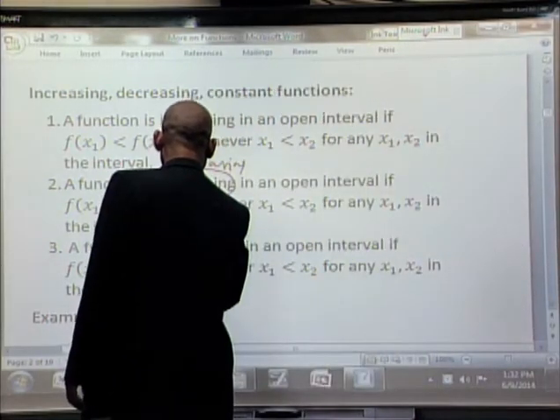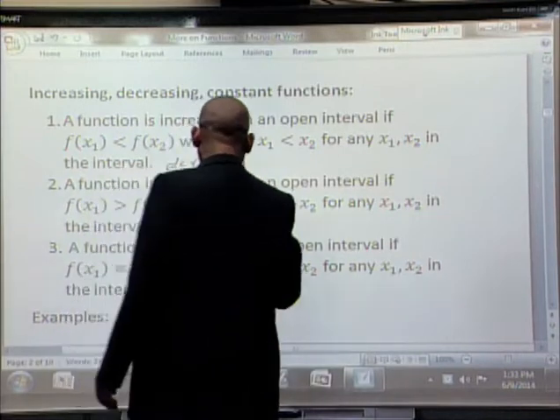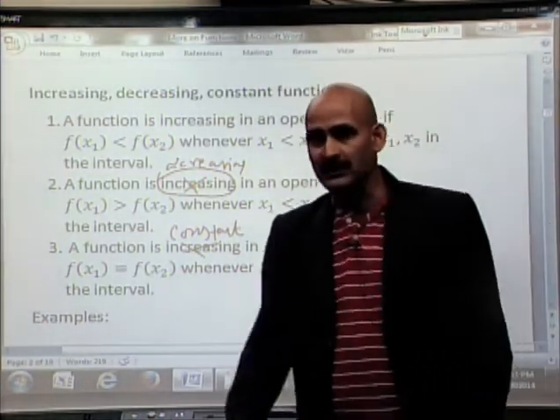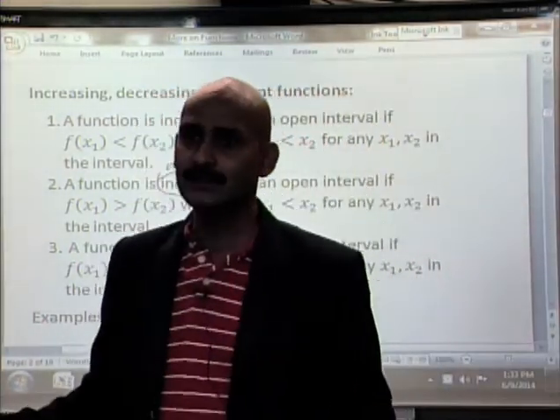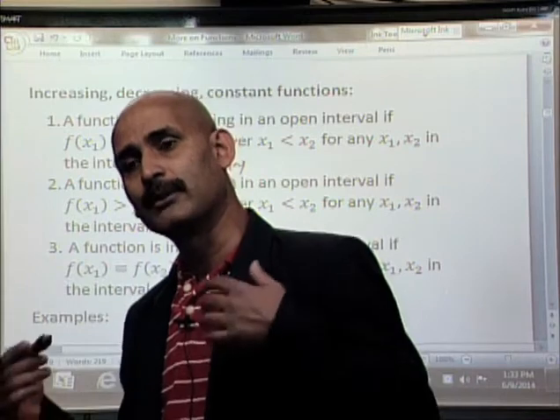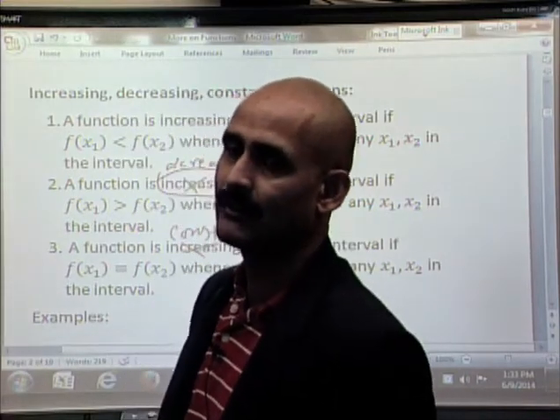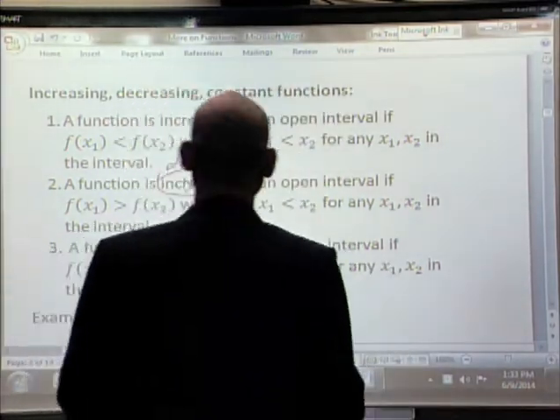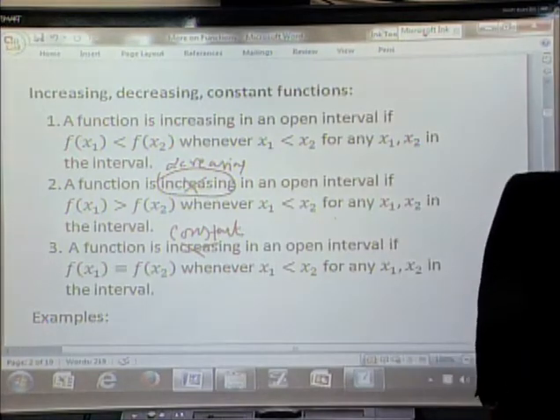This is not right. So, I mean constant here. A function is constant in an open interval if f of x1 equals f of x2 whenever x1 less than x2 for any x1, x2 in the interval. So, constant means regardless of what x is, y value remains the same. If there is a function whose y value remains the same regardless of the value of x in any interval, any region, then we call the function constant in that region.